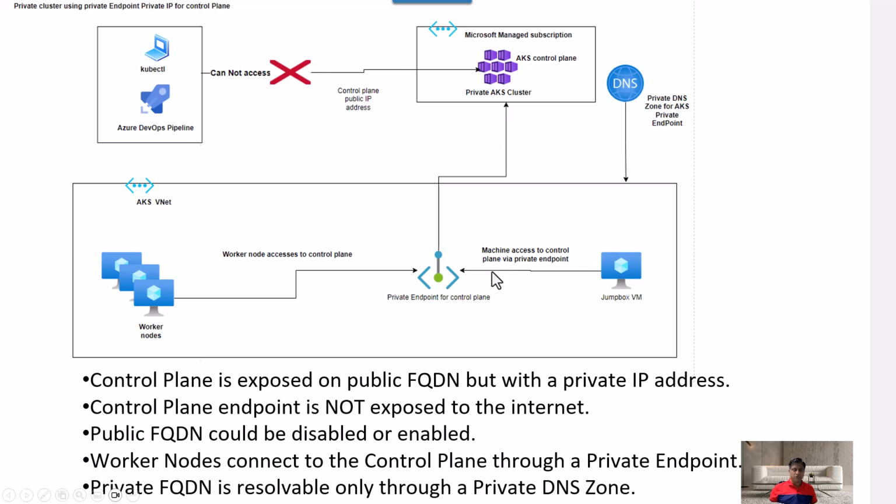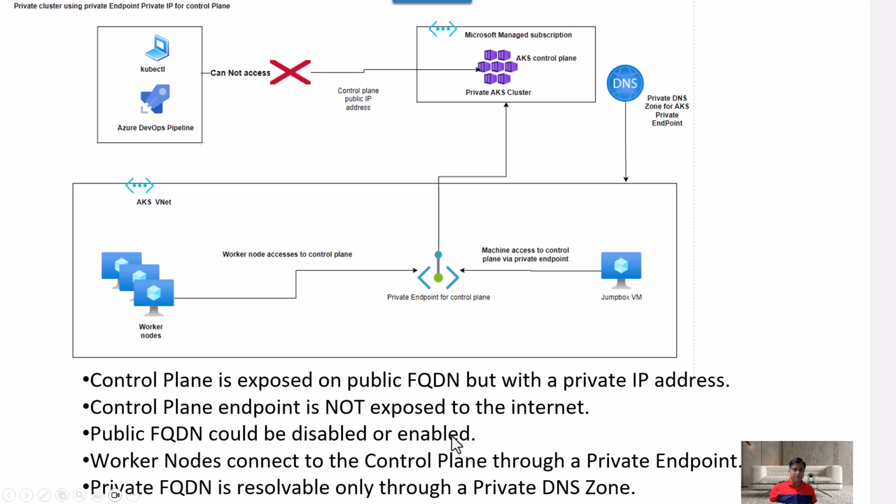And if you want to use this AKS cluster, you need to deploy a jump box in your VNet. That jump box will have access to the private endpoint, and with that private endpoint you will have access to the AKS control plane. So the control plane is exposed on a public FQDN, but with a private IP address. Even though it is exposed, it is with a private IP address from the private endpoint, and the control plane is not at all exposed to the internet.